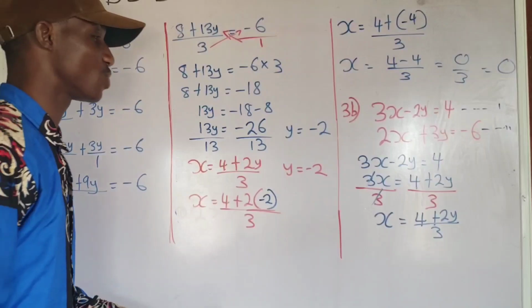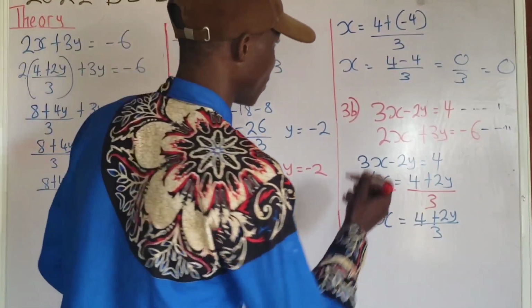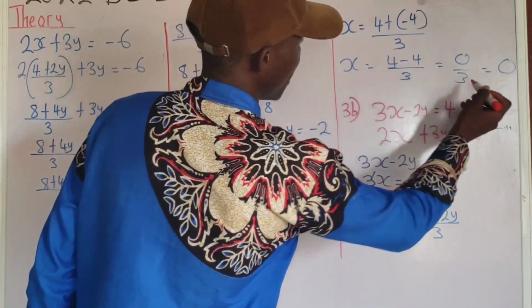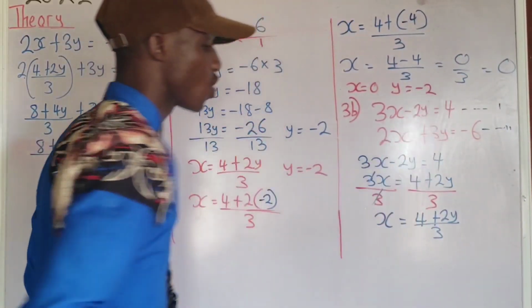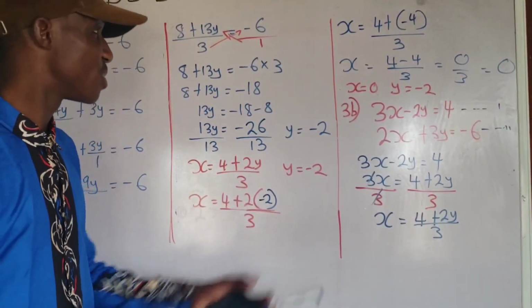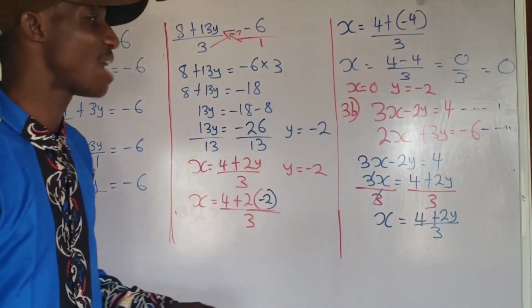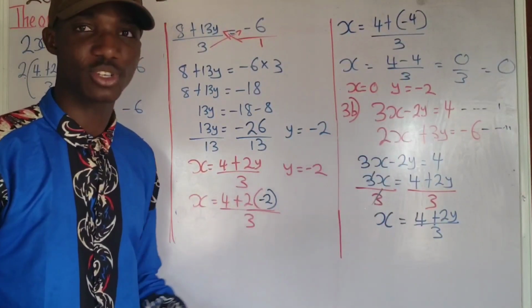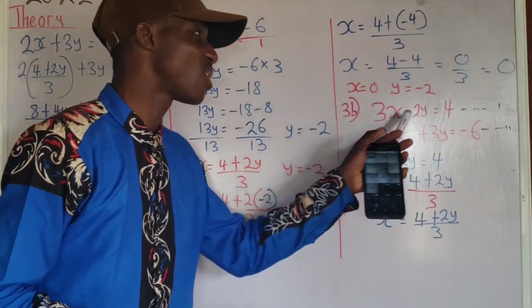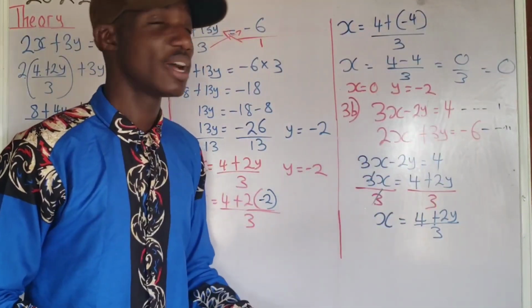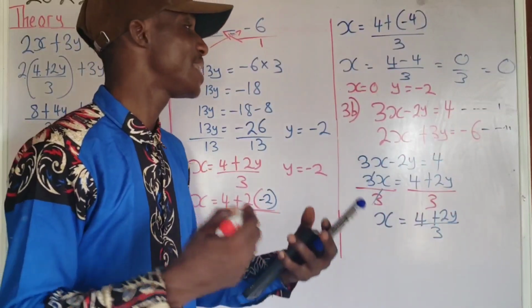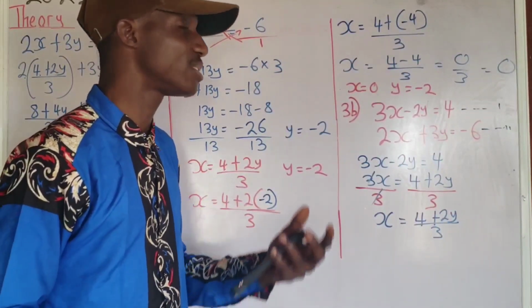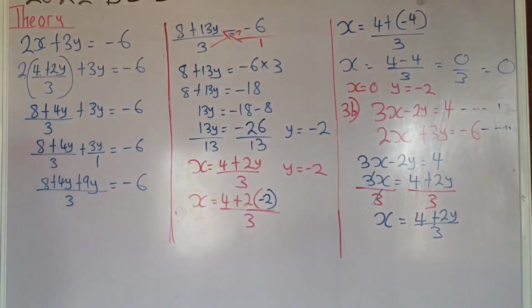You see, the value of x is what? 0. x is equivalent to 0 and y is equivalent to minus 2. So I want to check maybe all these values are correct. So what I did was that I'm substituting it into both equations to check. If I substitute the value of x and y into this equation, I must get 4. And if I replace x as 0 and y as negative 2 into this equation, I must get negative 6. If I didn't get that answer, that means that the solution is wrong. Okay? So let us check it.